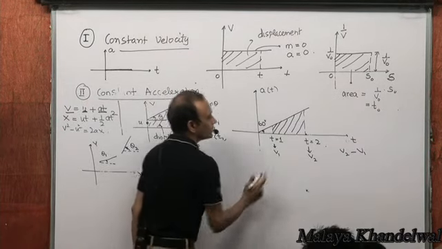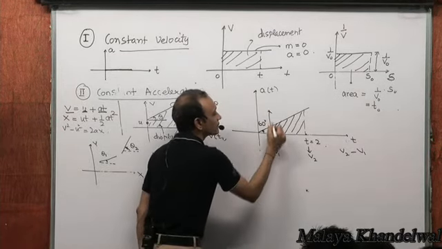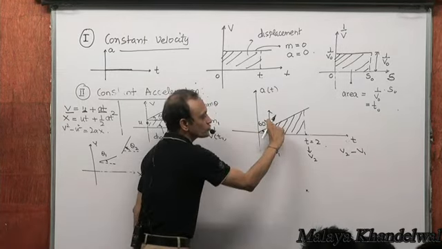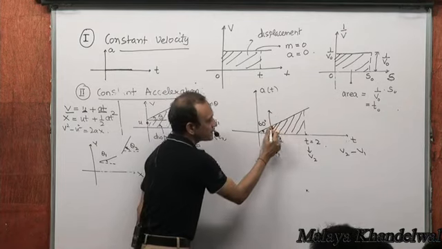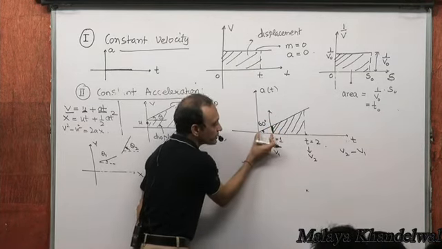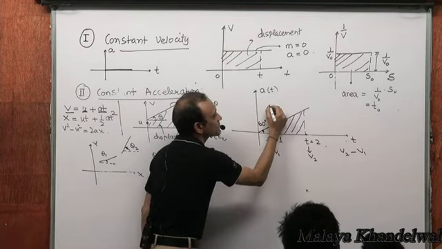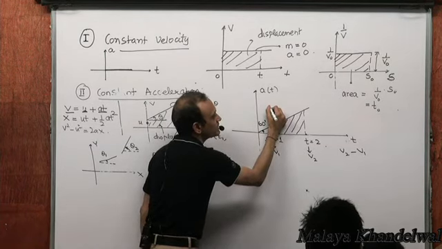Now, very easy to find that. This length, this is 1 unit. So this height would be 1 into tan 60 degrees, because this is 1 unit and this is 60 degrees. So 1 tan 60 degrees means root 3.